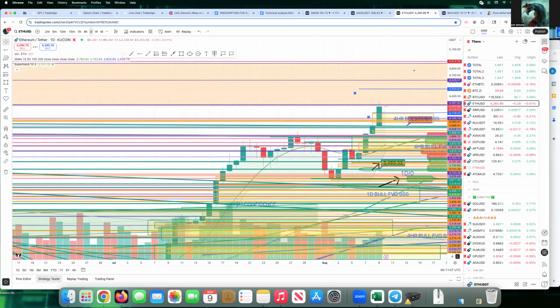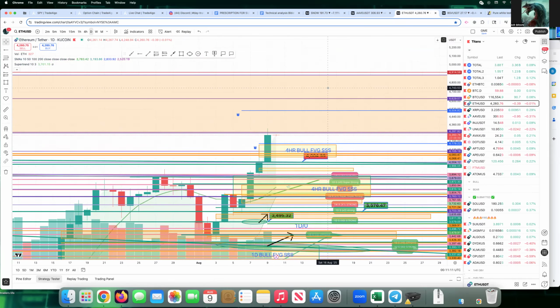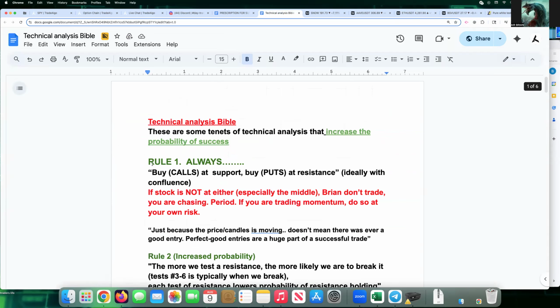This is a game of probabilities, not certainties. We're not here to predict the price action like most newbies think. Where do you think price is going? Look into your crystal ball. That's what newbies think all the time that we're here to do. We're here to react to the market. How do we react to the market? We buy calls at support and we buy puts at resistance.